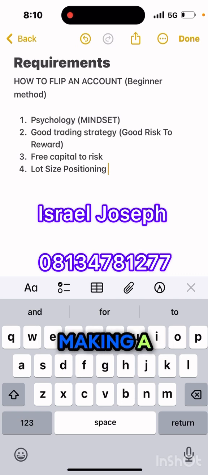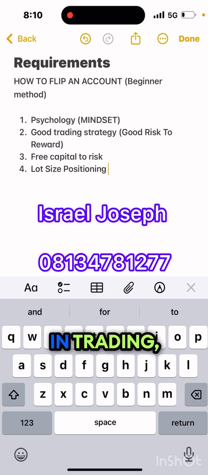I'm going to be making a beginner method on how you can apply to flip an account to leverage and make more money with your trade. All right. Now, the first way I think is good is the psychology.